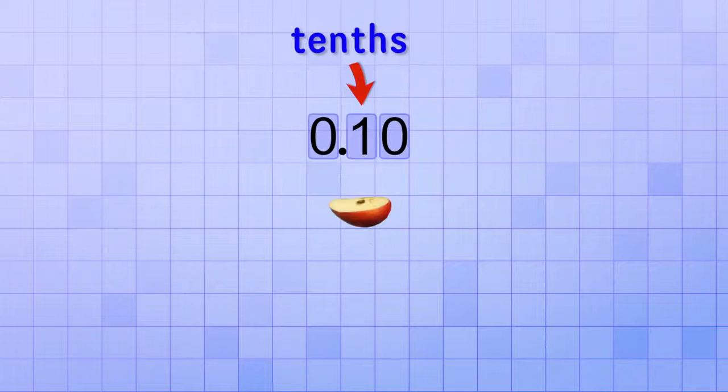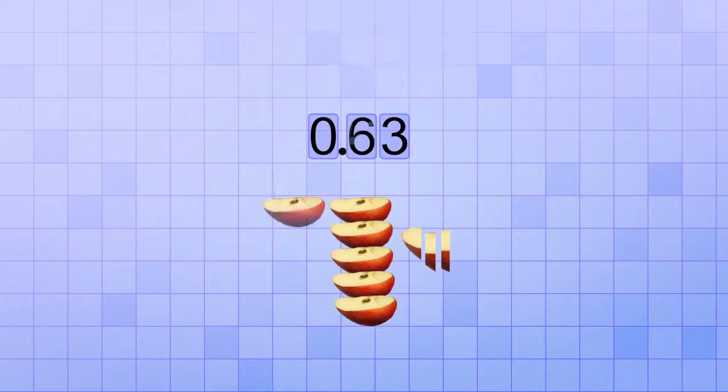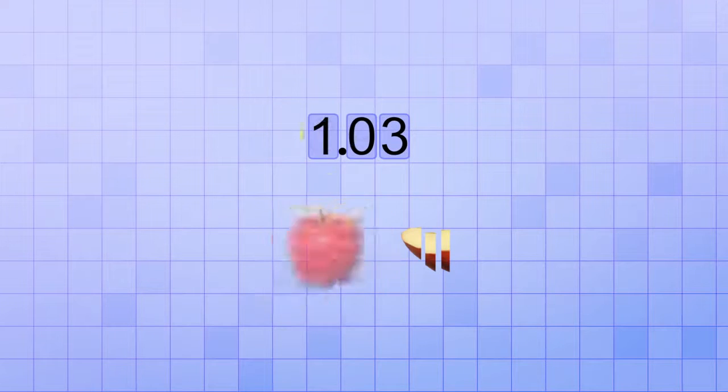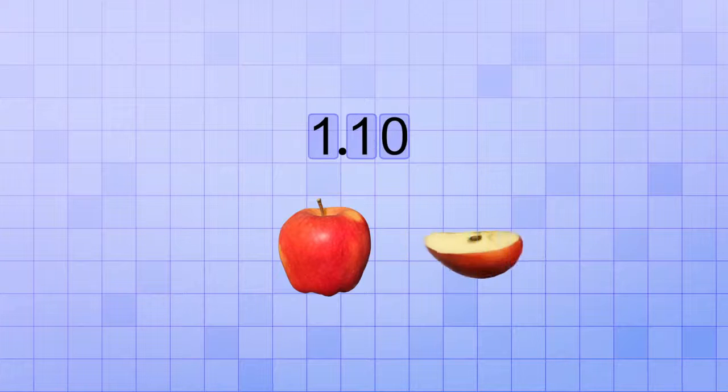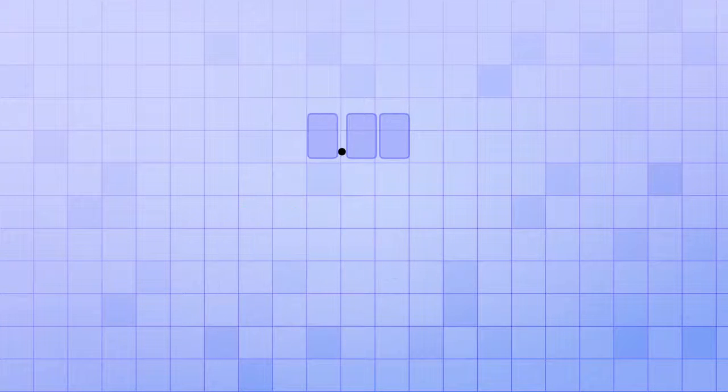Just like tenths could be used to represent amounts that are in between the ones, hundredths can be used to represent amounts that are in between tenths. And just like if you combine 10 tenths, they equal 1, if you combine 10 hundredths, they equal a tenth. And the decimal number places keep on going like that.